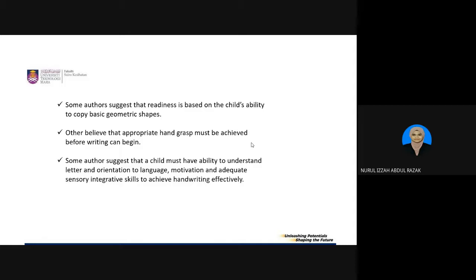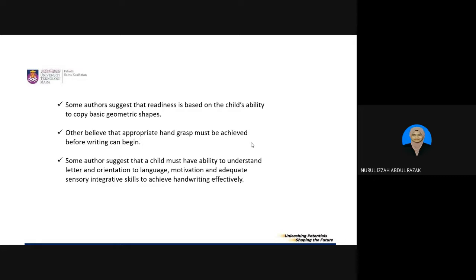Okay, while other researchers suggest that the readiness of the child is based on their ability to copy geometric shapes. Others also believe that appropriate hand grasp must be achieved first before the child can write. Then some other authors suggest that the child must have the ability to understand letters and orientation to language, then have their own motivation and adequate sensory integrative skill to achieve handwriting effectively.